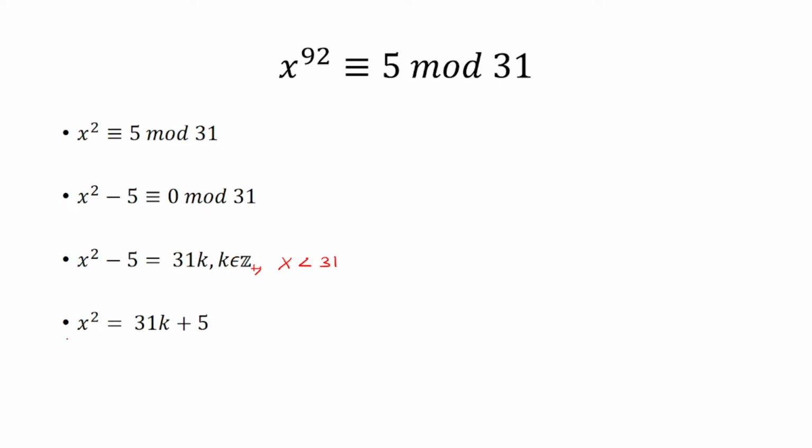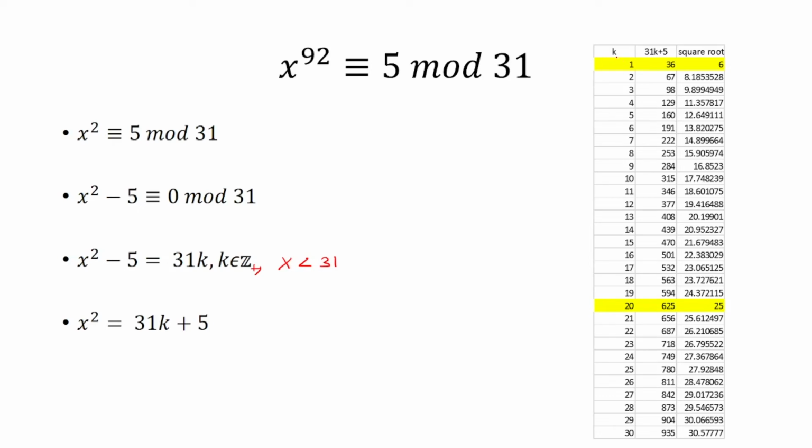And so what I'm looking for is positive perfect squares such that they are multiples of 31 plus 5. So let's look at our table here. We're looking at values between 1 and 30. If 31k plus 5 is x squared, then the square root of that is just x. There's only two values that are less than 31 where they are perfect squares. That's for x equals 6 and x equals 25. So those are going to be our answers.